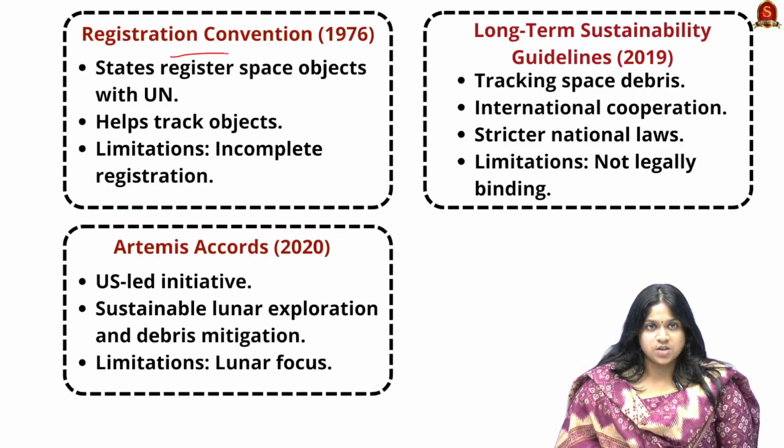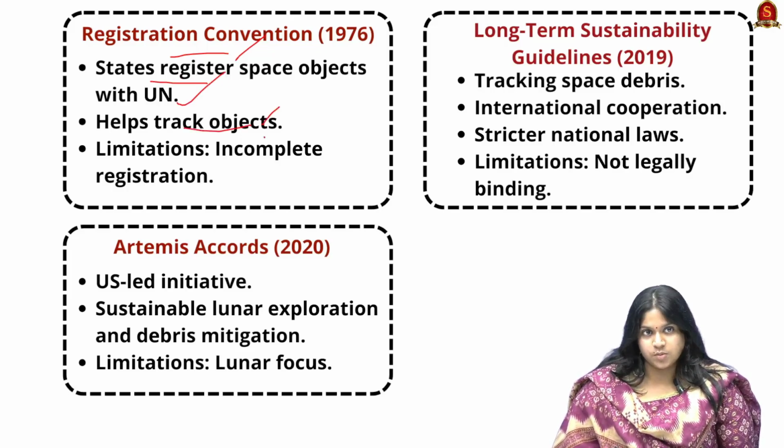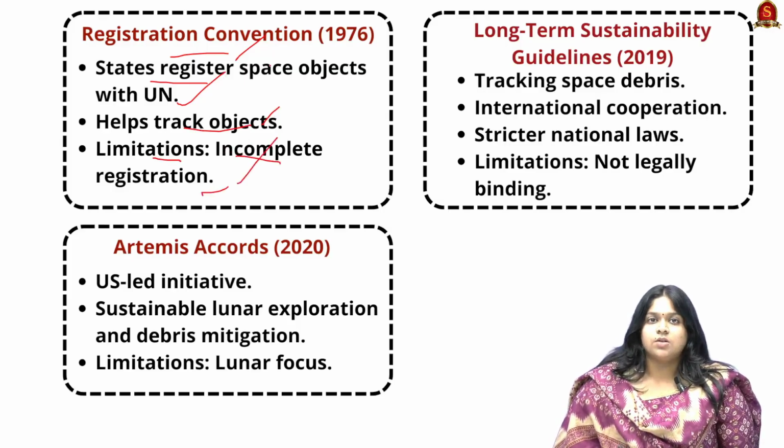Next is the Registration Convention 1976. Here the states have to register space objects with the UN. It helps to track the objects. So looking into limitations, first there are incomplete registrations. So we can check the mandates for the registration as a way ahead.